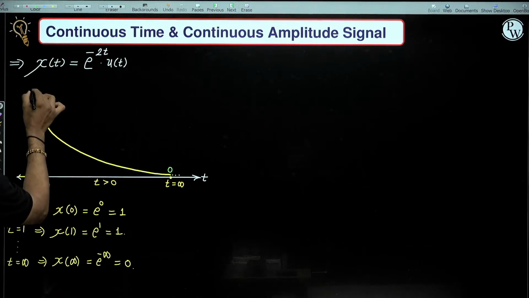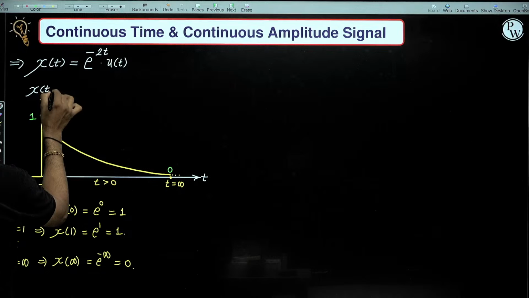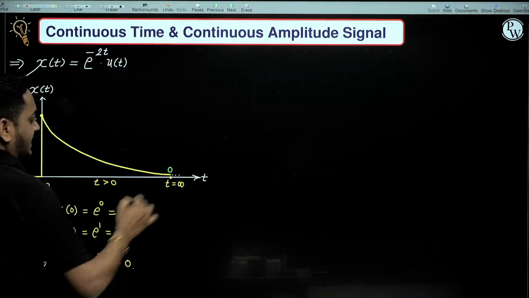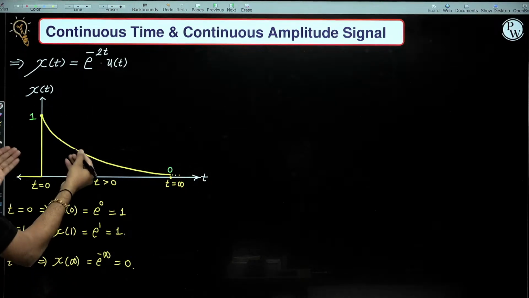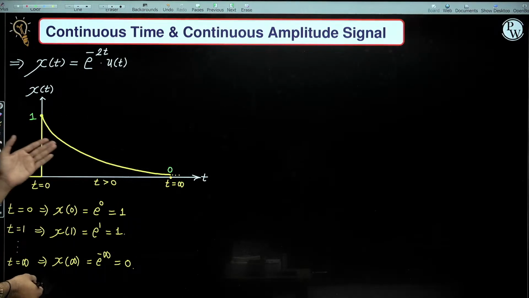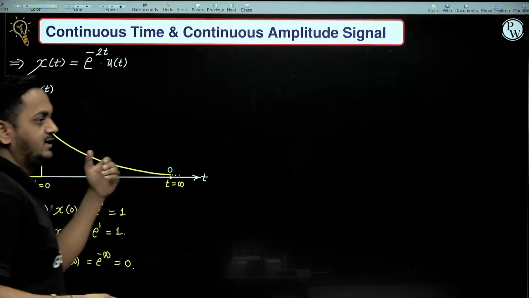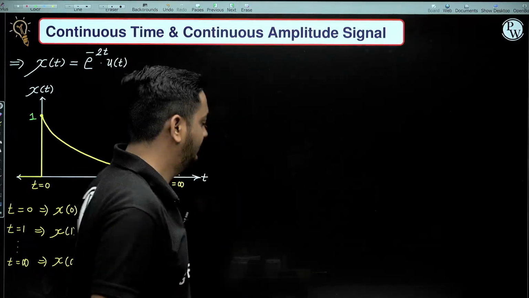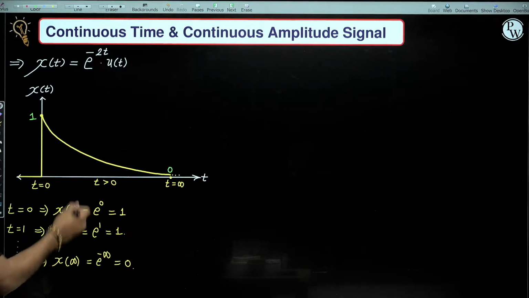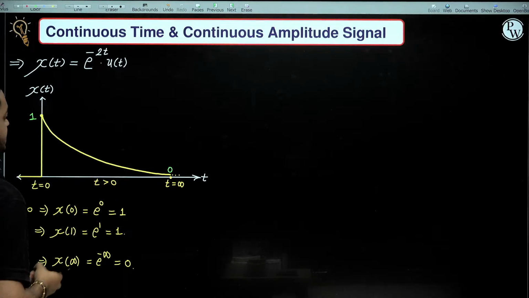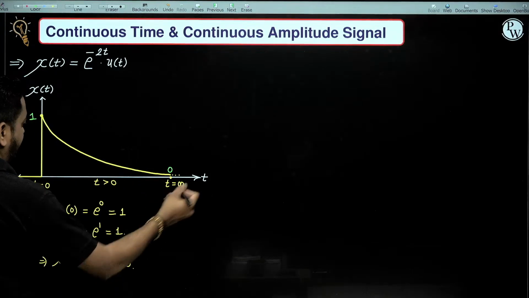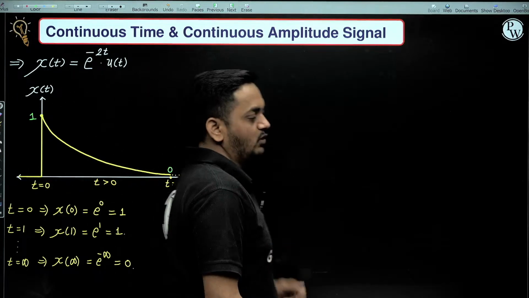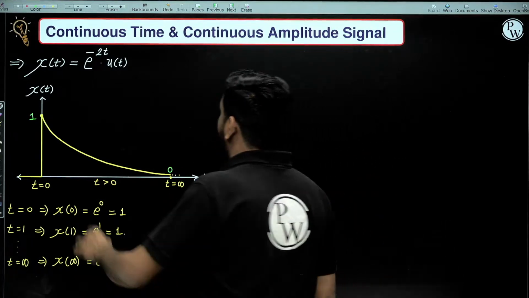On the x axis you have to mark x of t. On the y axis, amplitude; on the x axis, time t. Negative amplitude is also possible. Amplitude can be integer, it can be non-integer also. Remember this thing. So here the number of amplitudes is infinite. So that's why it is a continuous amplitude signal, and time is also continuous. This is the example of a continuous amplitude, continuous time signal.